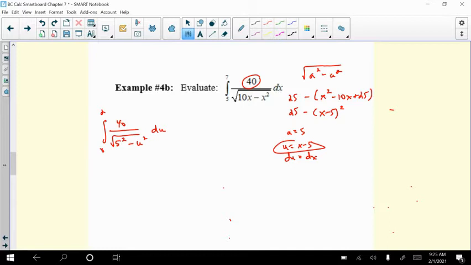And again, just like the last one I think we had for arcsine, two problems ago, arcsine is not 1 over a. Arctangent is, not arcsine. So it's just going to be our 40, and then arcsine of u over a, so u over 5, evaluated from 0 to 2. So then this is 40 arcsine of 2/5 minus 40 arcsine of 0. And remember, arcsine of 0 is 0. So really, we can just leave it as 40 arcsine of 2/5.